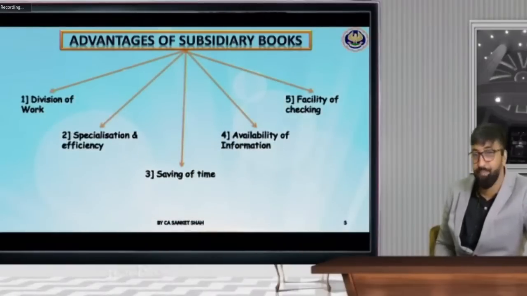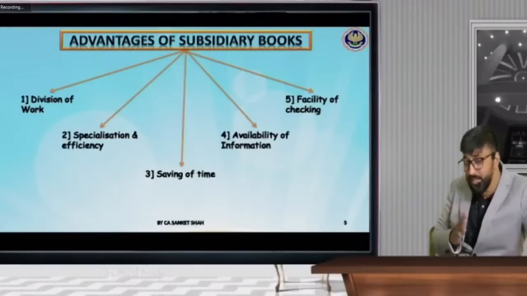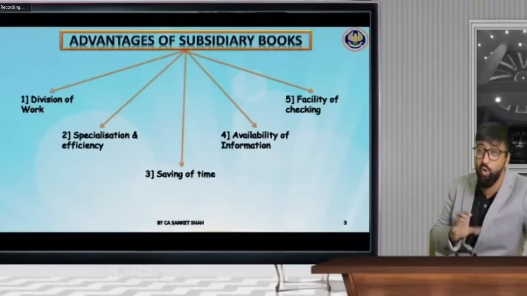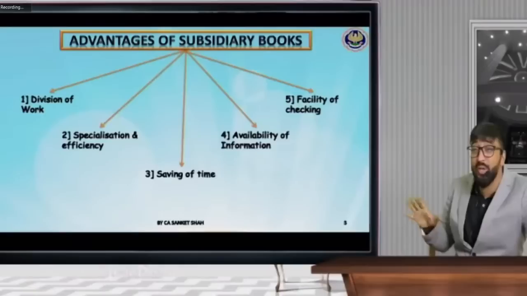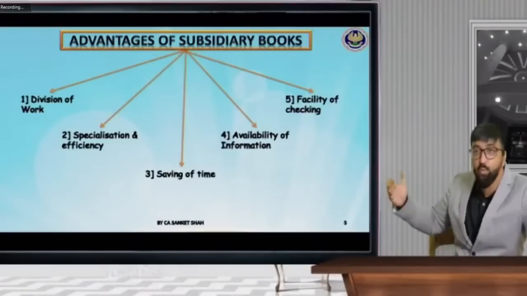Advantages. Very simple. Division of work. When you do this, there will be a division of work. Otherwise only journal entries, but it's very difficult. So purchase book separate, sales book separate.